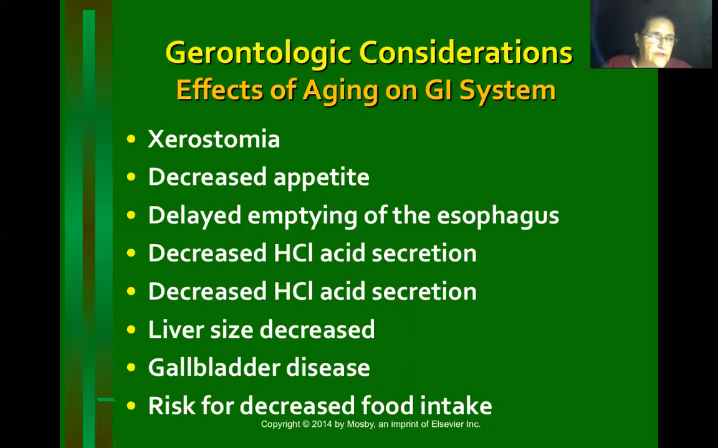And older adults, especially over the age of 85, are at risk for decreased food intake. That can be secondary to economic constraints and immobility. But one of the things we watch our elders for is unintentional weight loss. So just know that one of the gerontological considerations for our elders is unintentional weight loss.